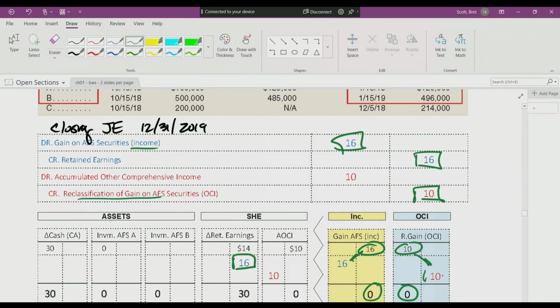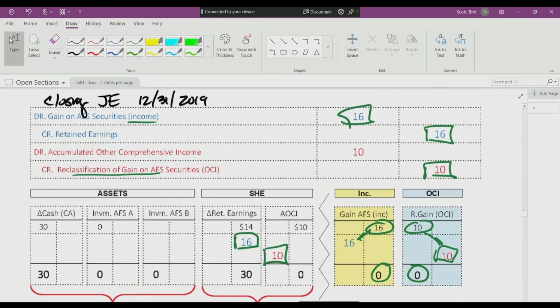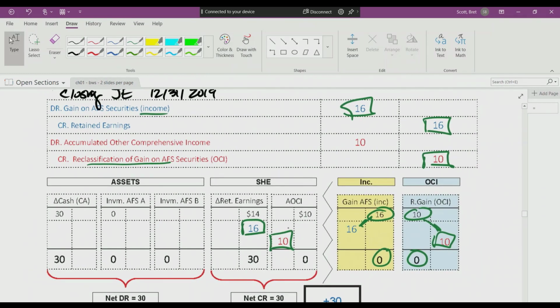If it's OCI related, it's going to affect AOCI, and this is the key feature. We could not, in good conscience, directly remove AOCI when we sold the securities. We had to go about using the income statement accounts. Seems tedious, it was for control reasons, but when we do that, we see that we clear out AOCI, thanks AOCI for being a good buffer, and we finally recognize the full $16,000 gain in retained earnings.